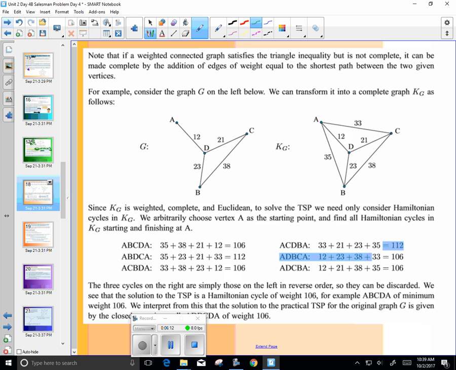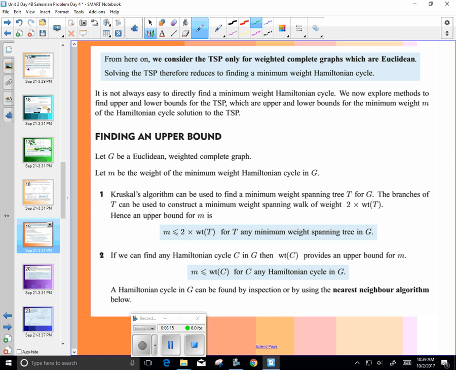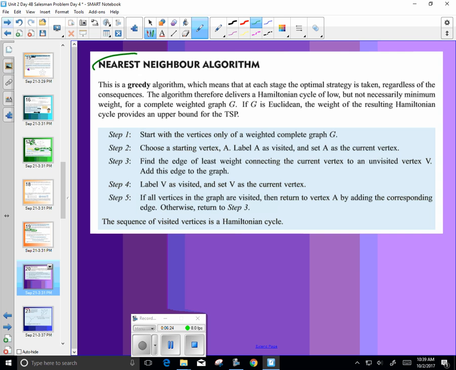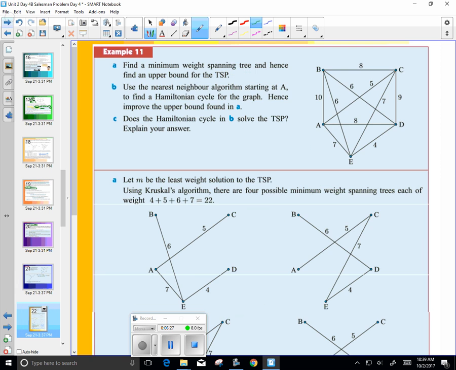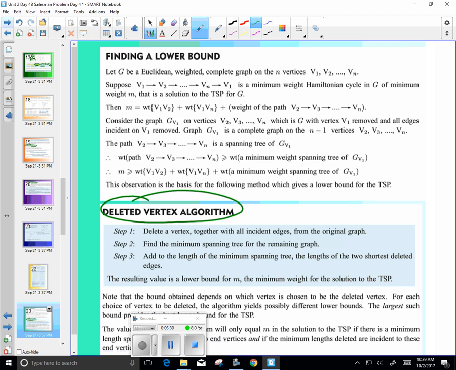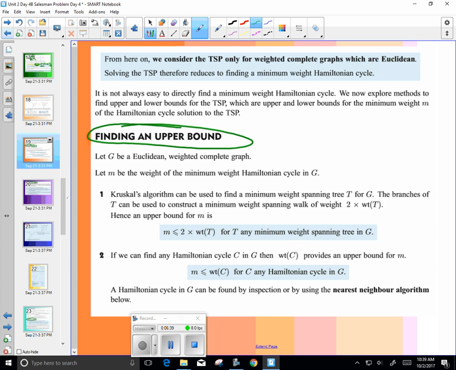Okay, so then we get into these techniques, and I know that was a part that was a little confusing last time. There's 3 techniques you need to know. The upper bound, the nearest neighbor, and the deleted vertex. Those are the 3. Do you want to do the easy one first? I do. Let's do the upper bound. I love the upper bound. The upper bound is simple. You just make a minimum spanning tree and double it.